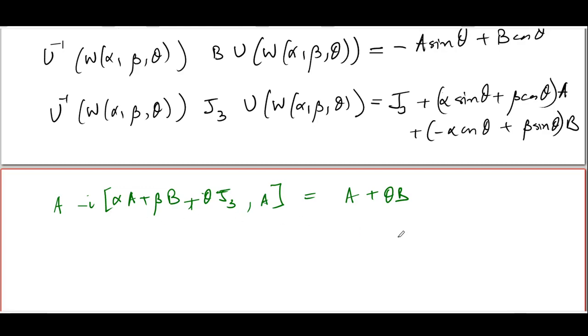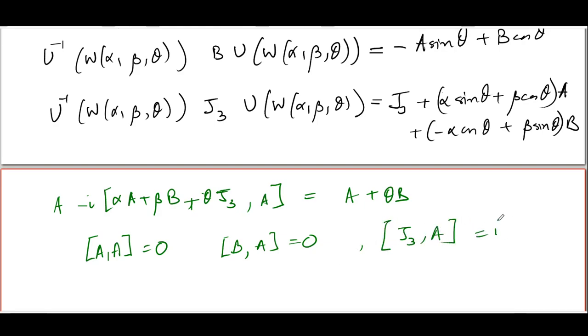If you now compare the coefficients of alpha, beta and theta on both sides, you immediately get the results. Apart from the obvious result that A's commutator with A is 0, there being no alpha on the other side, you also get the result that B's commutator with A vanishes and J3's commutator with A is I times B. You can carry out a similar calculation with the other two relations. In fact, you only need to consider the second of the two conjugation relations here to derive the result that J3, B is minus IA. I'm leaving that as a simple exercise for you to carry out.